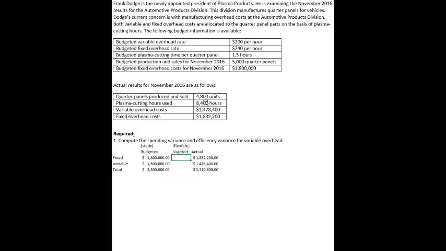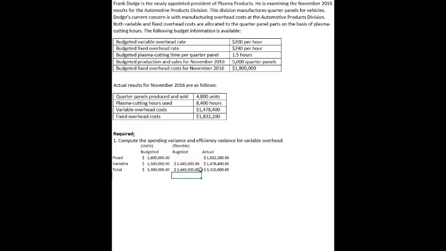But remember, that's if we produced 5,000 quarter panels. We actually produced 4,800. So you can't compare an actual amount to a budgeted amount where the quantities are different. So we have to flex the budget, and we say, okay, what should the variable costs have been given that we only produced 4,800? Well, you take 4,800 times the same 1.5 hours of plasma cutting time at the budgeted rate of $200. So our budgeted variable overhead should have been 1.44 million.